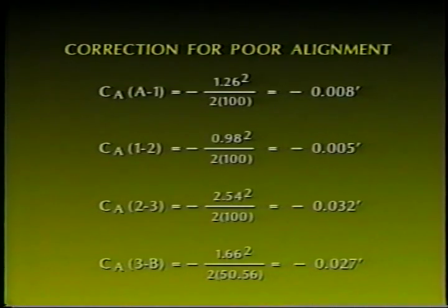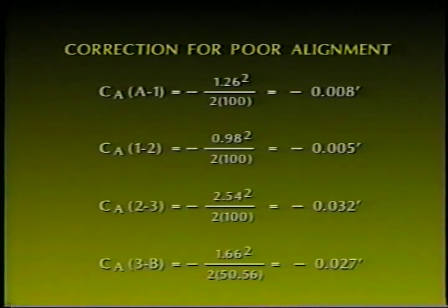Shown here is the result for the problem on correction for poor alignment. The correction for the first 100-foot tape length is negative the distance the tape is offline, 1.26 feet, squared divided by 2 times the tape length, which is 100 feet. The answer is then negative 0.008 feet.